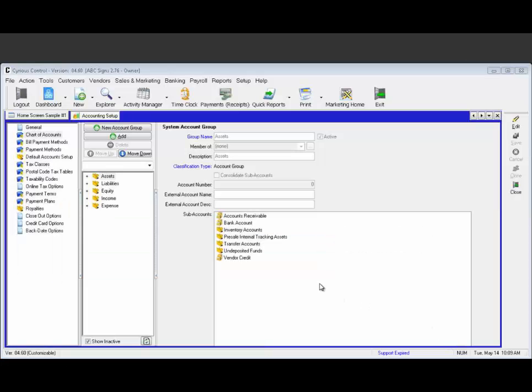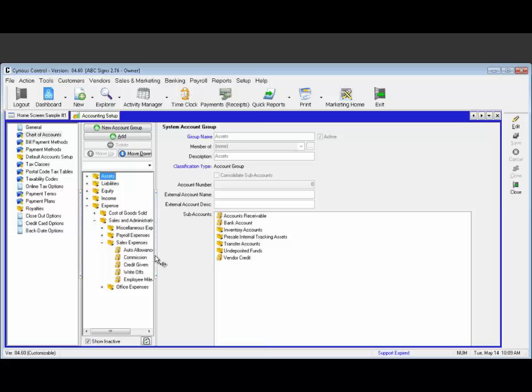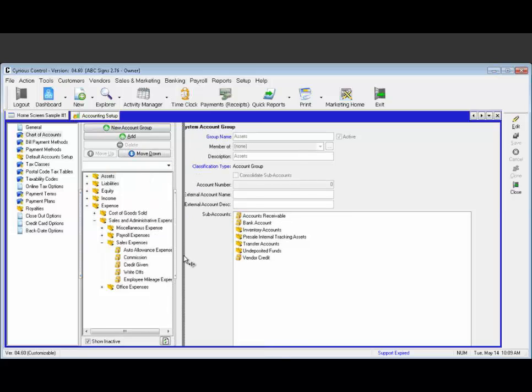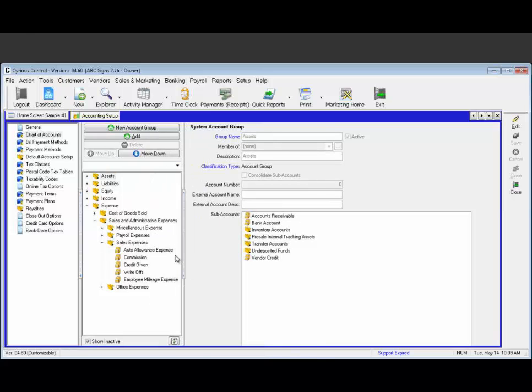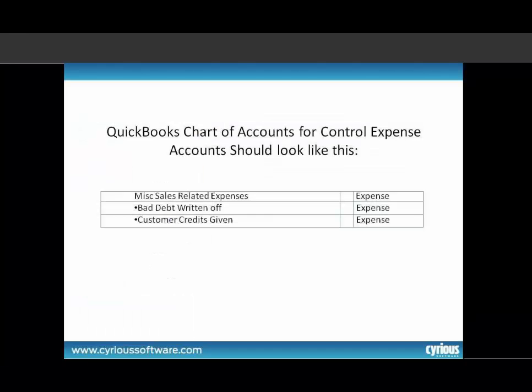Alright, so let's move back into Control. To the left, we'll go back to the chart of accounts and we'll expand Expense. And then we will expand Sales Administrative, and then Sales Expenses. Here we can see the 2 accounts that we are concerned with: write-offs and credit given. These 2 will be the ones that are exported into QuickBooks. So your chart of accounts should look exactly like what you see on the screen.